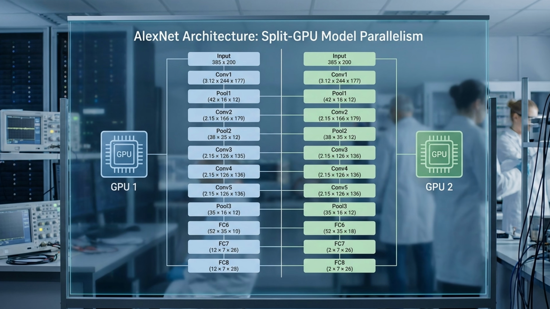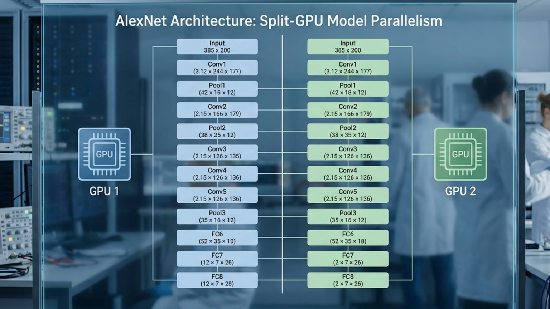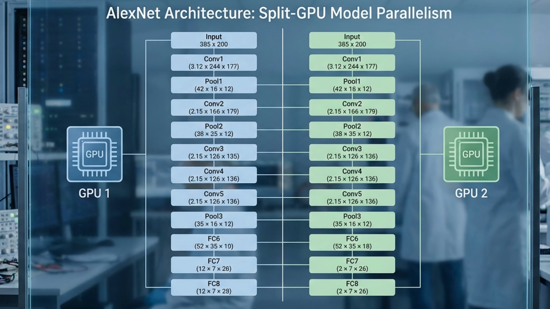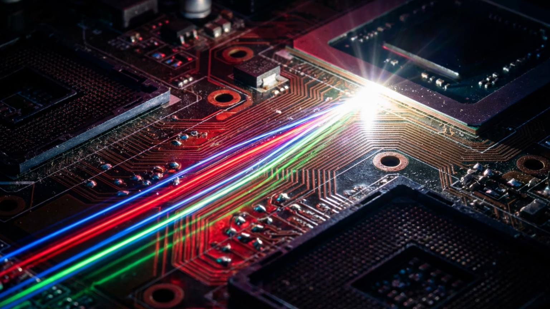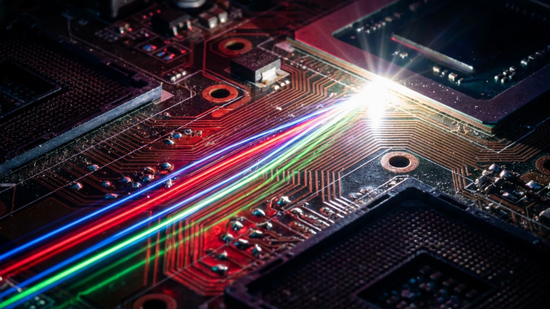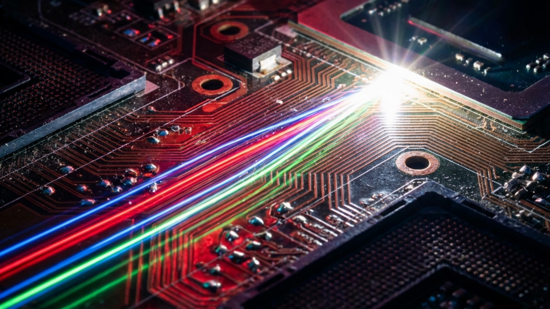To circumvent this strict hardware limitation, the network architecture was meticulously split down the middle, with each half residing on a separate processing unit. The 2 chips processed data in parallel, and communicated across the motherboard at specific layers near the network's final output.